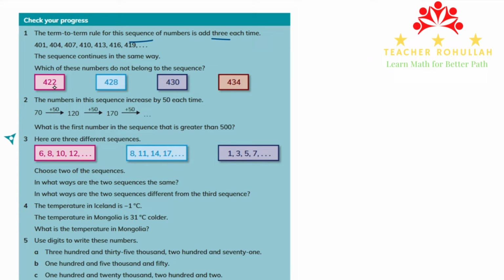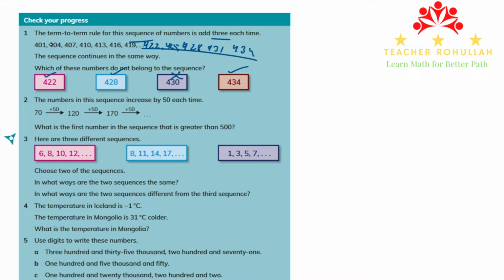So to find out which of them are not in the sequence, we can continue the sequence. After 419, we have 422, so this one is in the sequence. Then 425, and 428. So 428 is also in the sequence. 431 is not, so this one is not in the sequence. 434 is in the sequence. So from these four given numbers, 430 is not in the sequence. As we continued the sequence, we couldn't find 430 in the sequence.